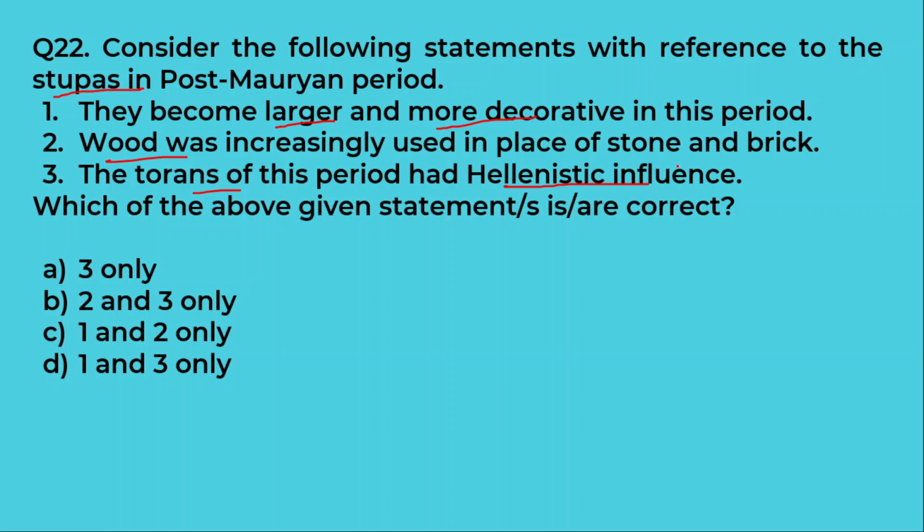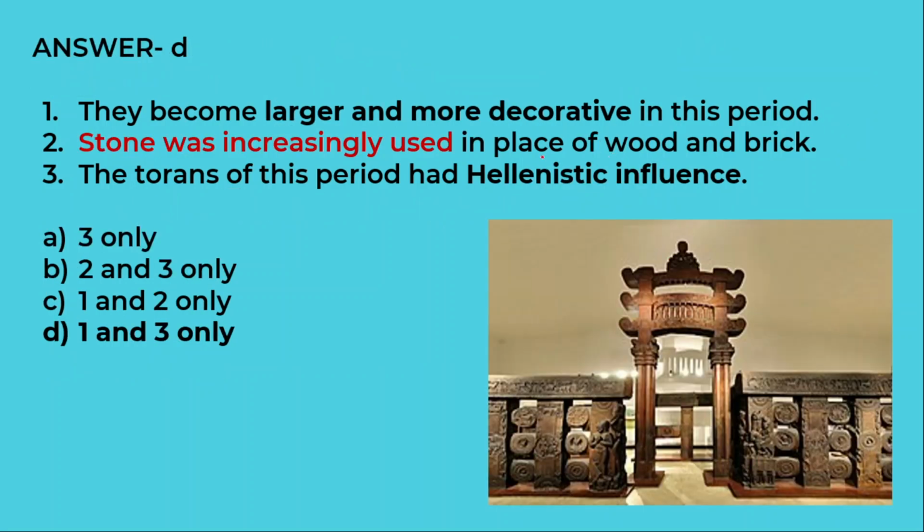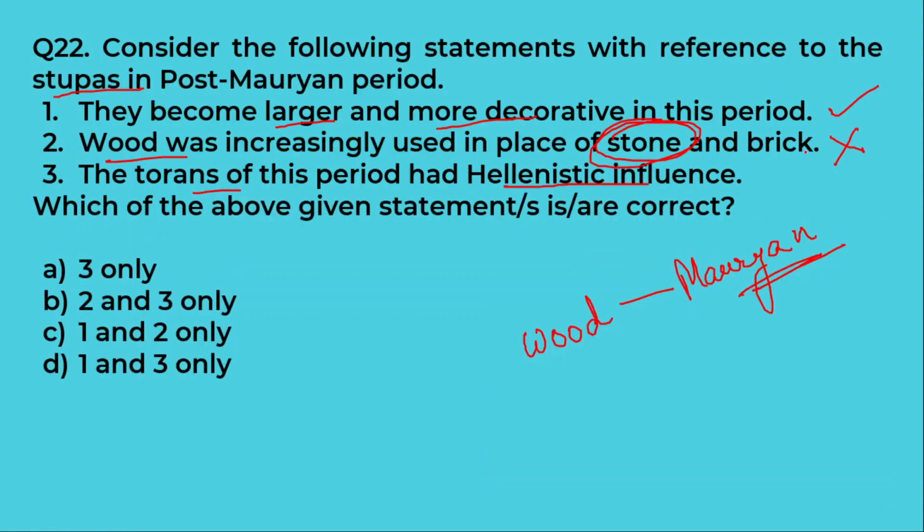The first statement is correct. The stupas in post-Mauryan period became larger and more decorative. Second statement is wrong because if you remember, wood was very immensely used in Mauryan period. Chandragupta Maurya's palace, etc., were made of wood. But in post-Mauryan period, stone was mainly used. So the correct statement is that stone was increasingly used in place of wood and brick. So this second statement is wrong.